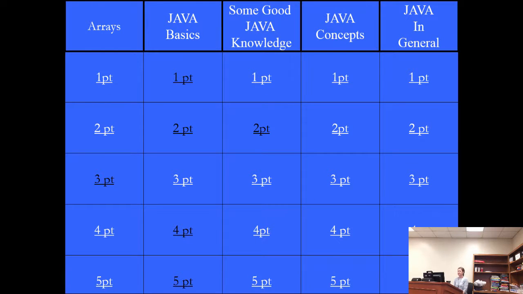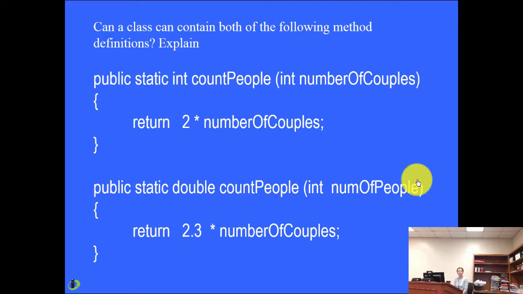Java in general for 3. All right, cool. All right, can a class contain both of the following method definitions? This was a 3-pointer.